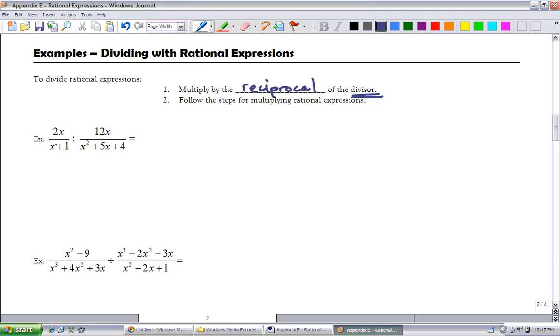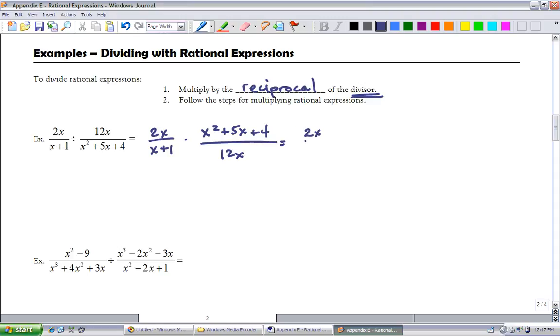So in our first example here, if we have 2x over x plus 1 divided by that quantity here, instead of dividing by that quantity, we will just multiply by its reciprocal. And again, for its reciprocal, you just flip the fraction. Now once we have that, it's just a multiplication problem, and we are just going to factor everything.